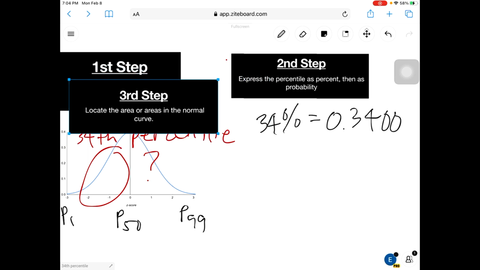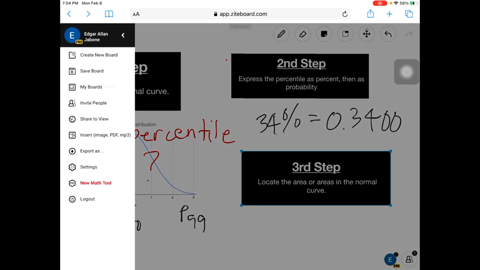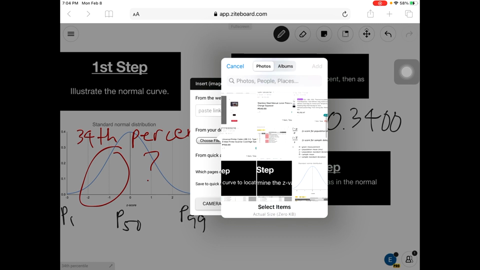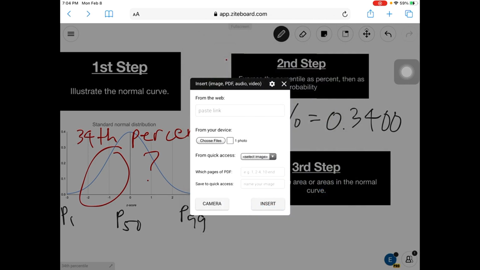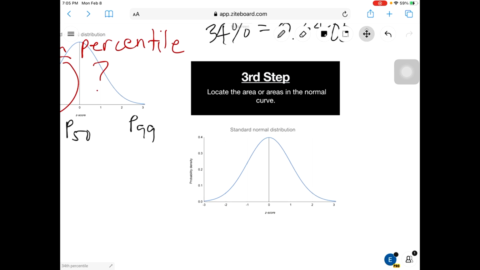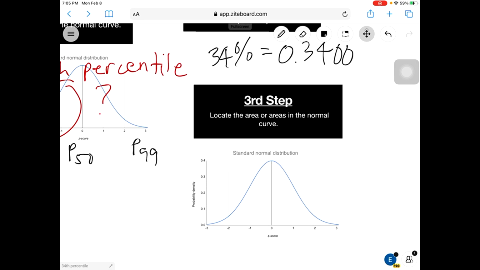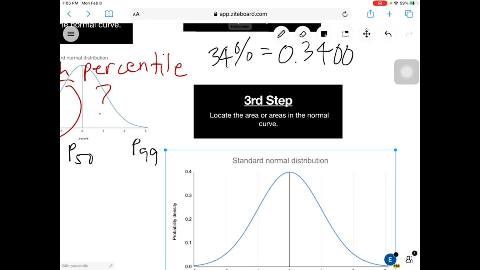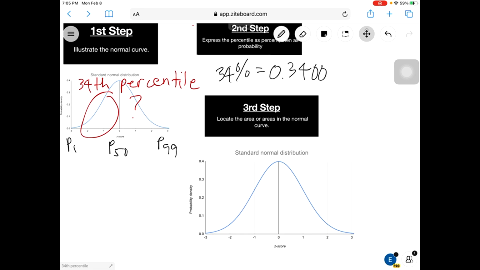Now the next step is for us to locate the area or areas in the normal curve. Here we will again make use of the image of our normal curve to determine the areas. Let me just make this a little bigger. Okay, better. So again, the concept of percentile tells us in this case that the values are arranged in ascending order. So the area 0.3400 in the normal curve will start from the leftmost part of the curve.